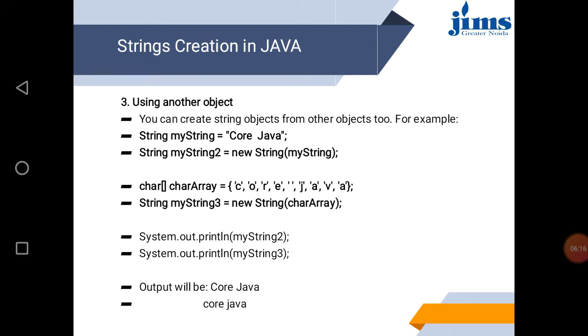Say here the character array is an array of characters and it has C-O-R-E-J-A-V-A, and using this character array, which is collectively known as an array of characters and is the same as an object, you can create a string. When you create an object using an object, you can print it, and you can see these two will be the same. So in this case we are creating an object using an object.